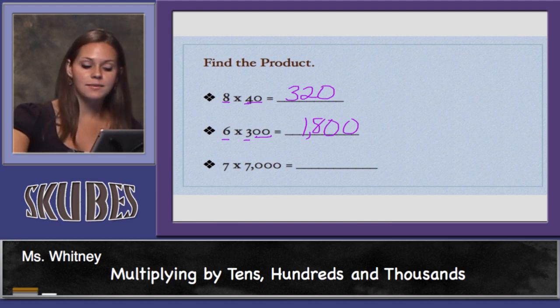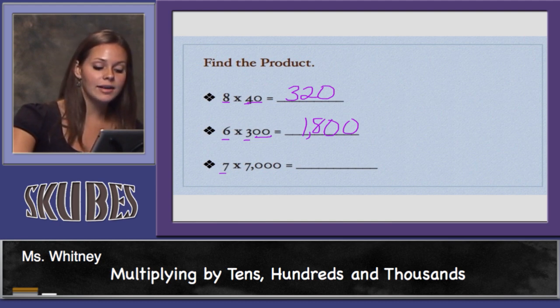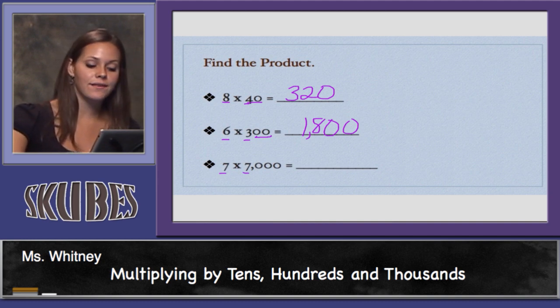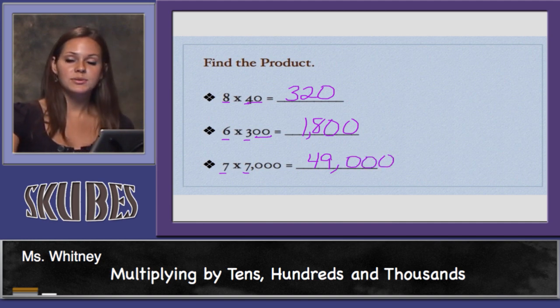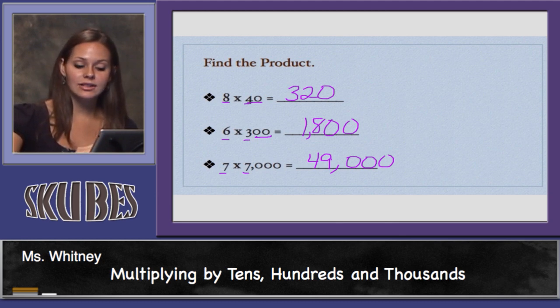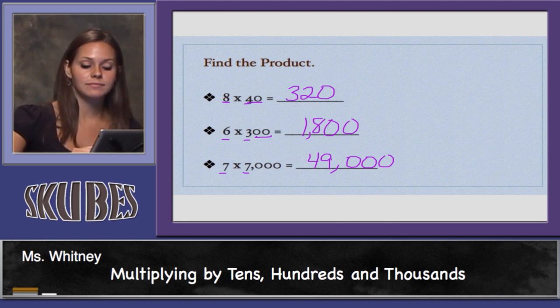Now let's look at 7 times 7,000. I find my basic fact, 7 times 7, which is 49, and I can see that I need to add 3 zeros to my product. So 7 times 7,000 equals 49,000.